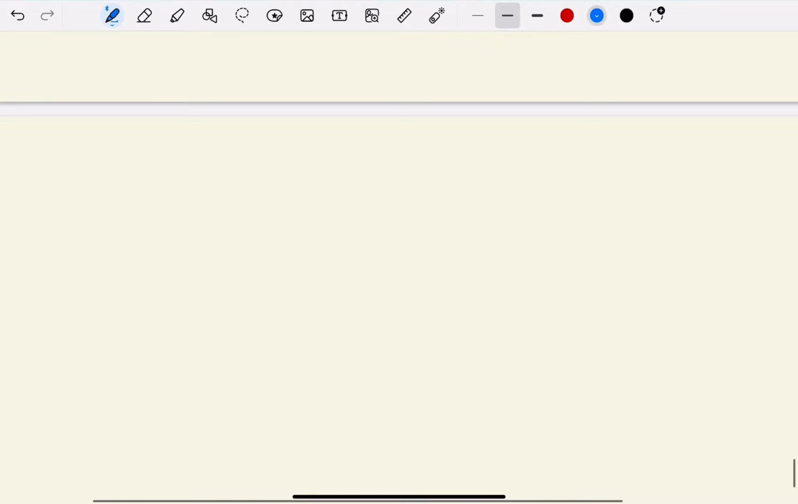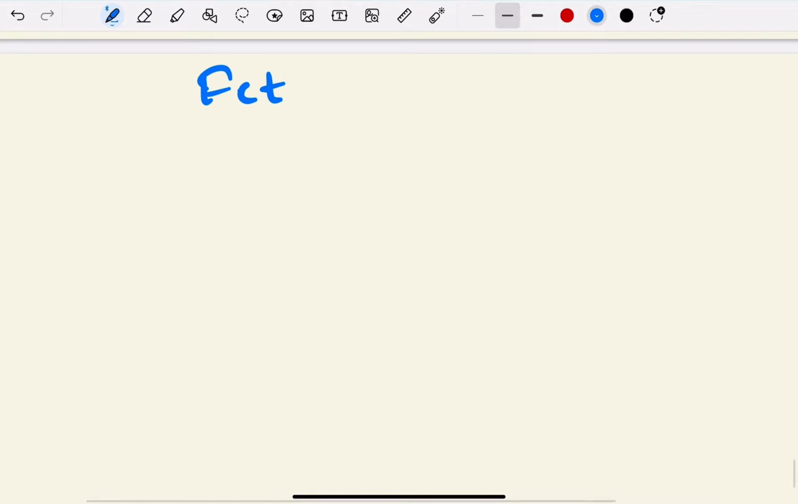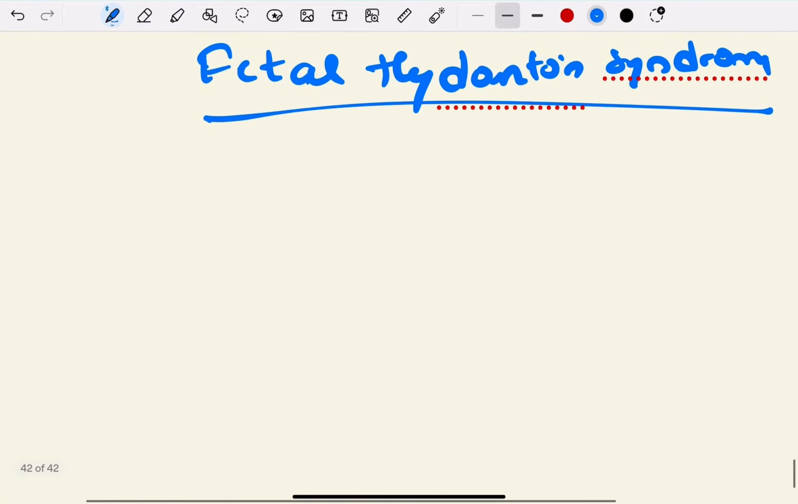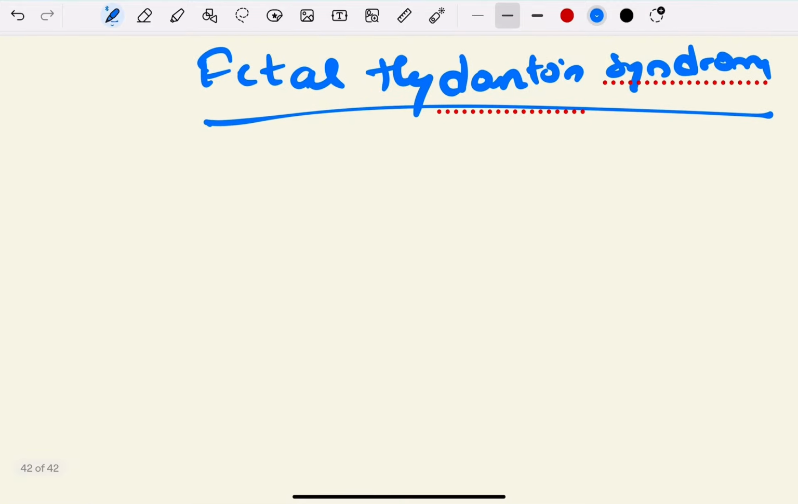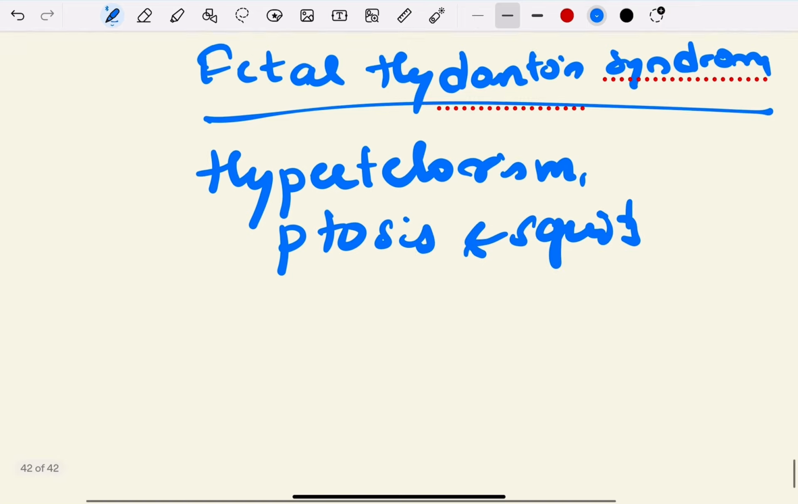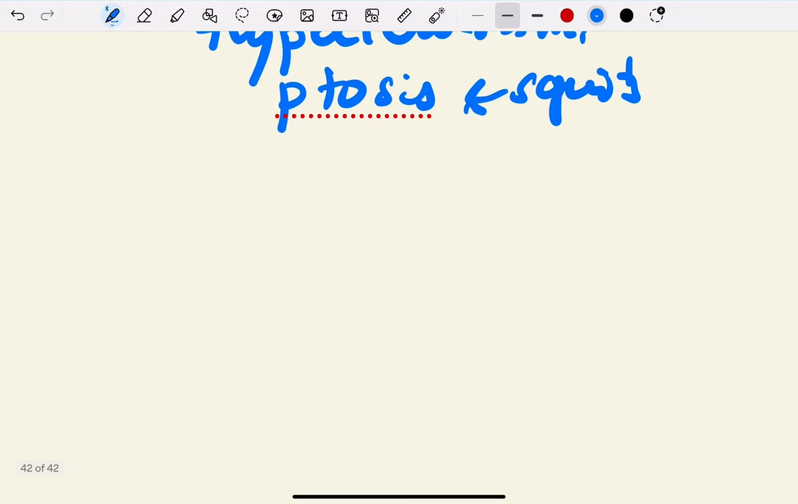A few words about fetal hydantoin syndrome. What are the characteristics of fetal hydantoin syndrome? It has the following clinical features: hypertelorism, ptosis, and squints. These are ocular manifestations: ptosis means drooping of eyelids, squint, and hypertelorism.